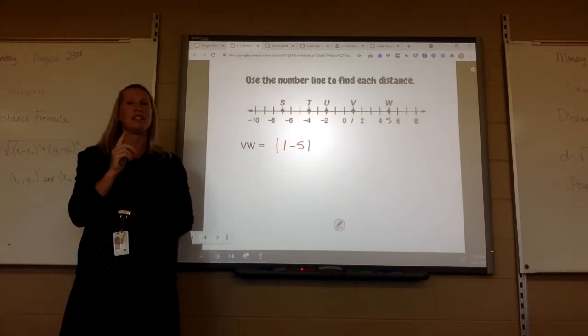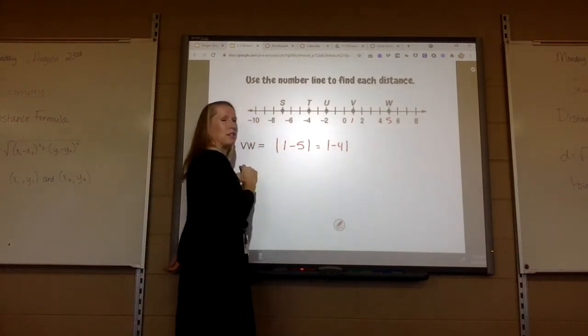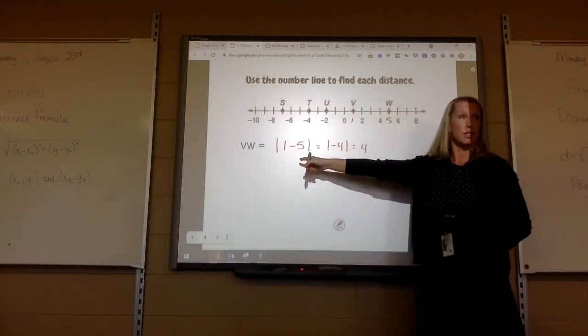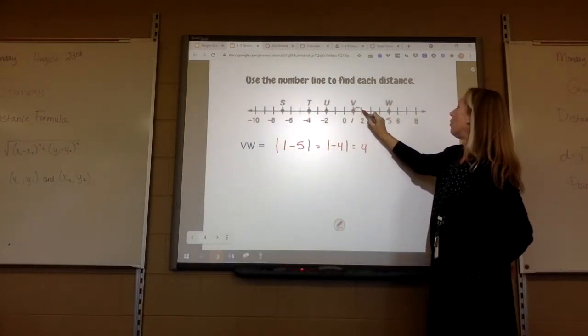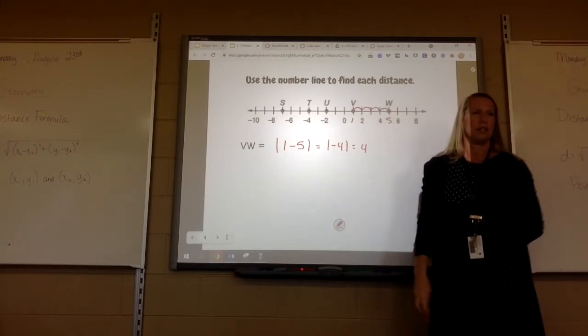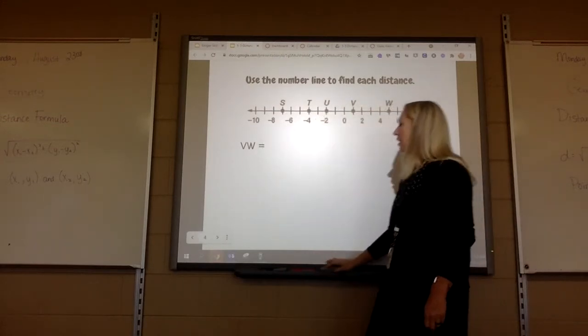So 1 minus 5 is -4, but what's the absolute value? 4. So that distance would be 4. That's one way to do it. Or you could just count. 1, 2, 3, 4. That has a length of 4. So you will have some problems where you have to find the distance on a number line.